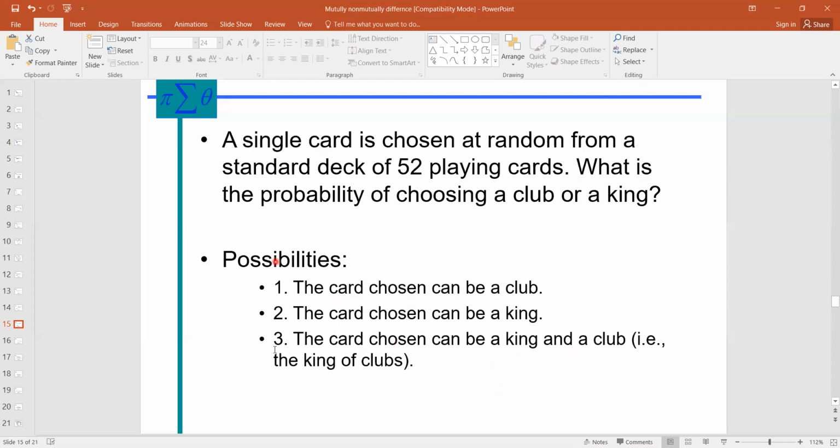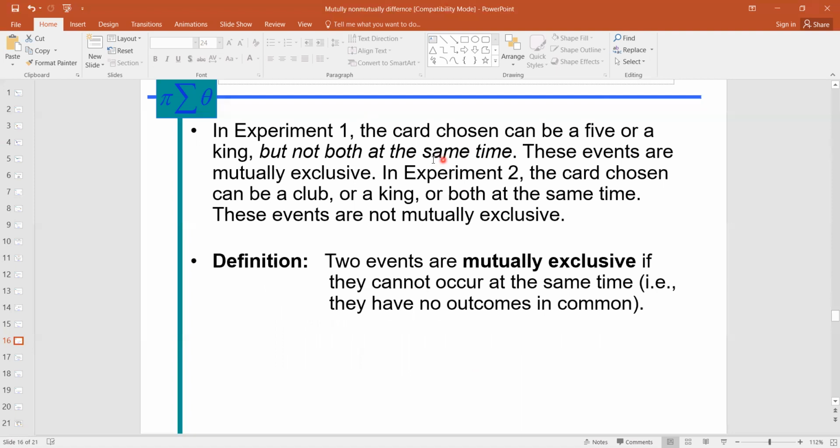So in this way you can see the presence of a common portion exists. So this is the problem of non-mutually exclusive. We cannot say this is the experiment of mutually exclusive, because here the common portion is present, as the card can be a king as well as a club. So we can see this is the problem of non-mutually exclusive or joint events. Now, in experiment 1, you can see the card cannot be the same, so mutually exclusive. And in experiment 2, you can see the card can be both. So this is the non-mutually exclusive problem.